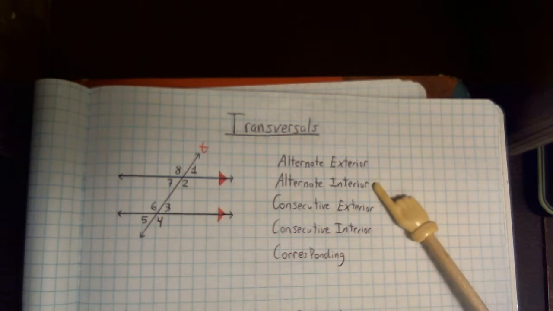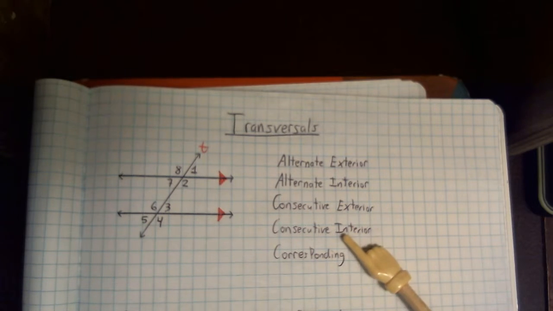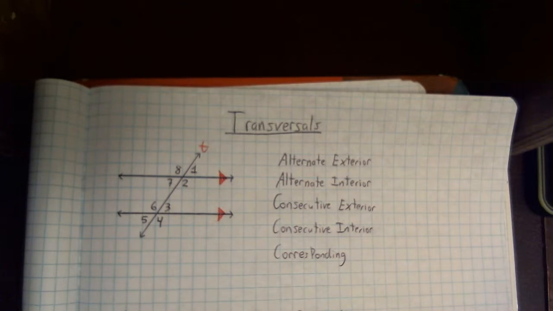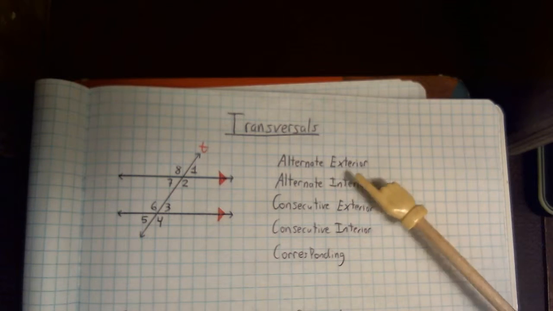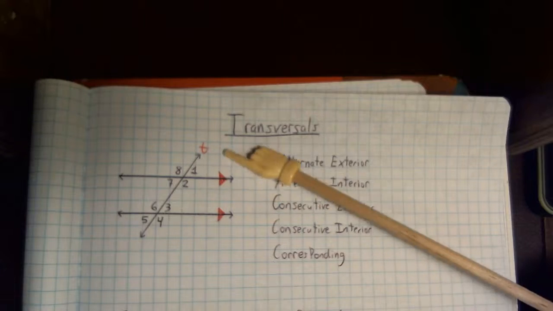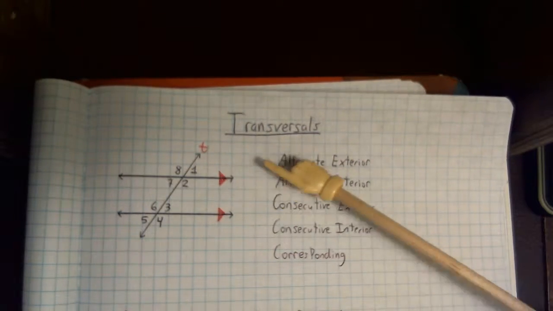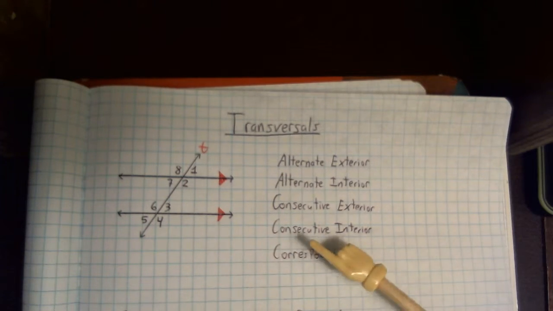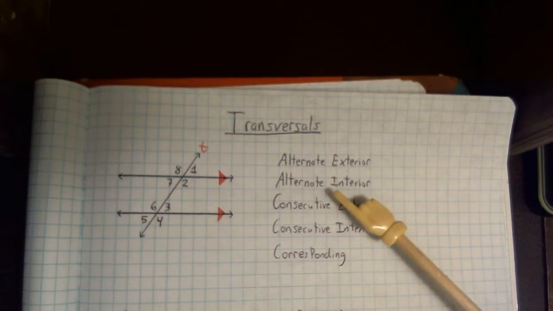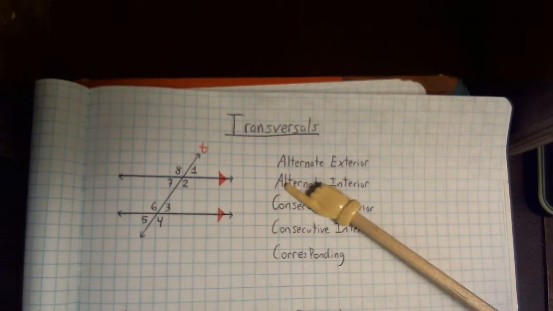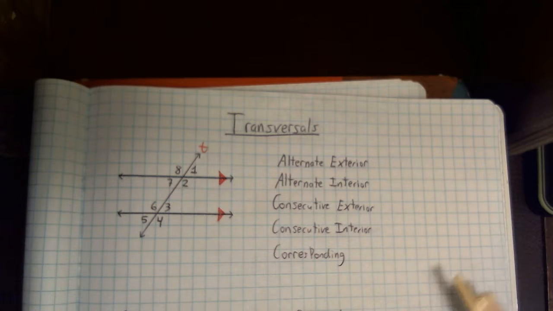Alternate exterior and interior, consecutive exterior and interior, and something called corresponding angles. So let's real quick just go over what the differences between some of these words are. Let's look at exterior. Exterior is all the stuff outside of our parallel lines. Remember, lines go on infinitely, so we're talking about all this stuff up here and all this stuff way down here. That's the exterior. Interior is all the stuff on the inside of these parallel lines. So it's all this stuff in the middle.